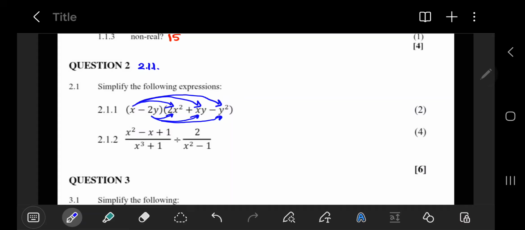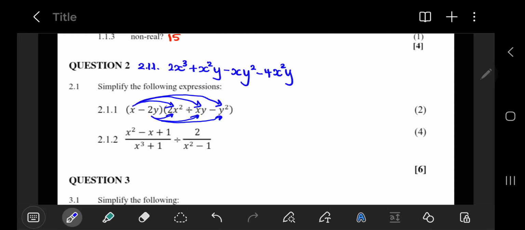Now to start off, we're multiplying the x, so we're going to have x times 2x, which gives you 2x cubed. X times positive xy is positive x squared y. X times negative y squared is negative xy squared. We're now taking the minus 2y and multiplying into the bracket with all 3 terms. Negative 2y times 2x squared is negative 4x squared y.